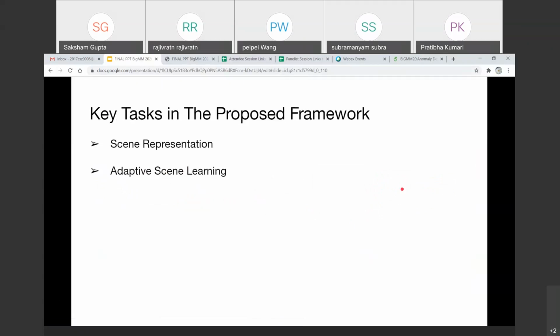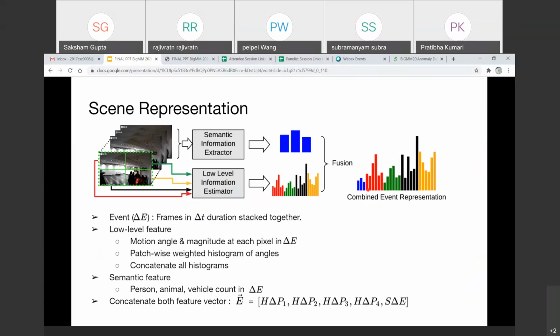There are two key tasks in the proposed framework. First is scene representation, and other is adaptive scene learning. Let's look at the scene representation. We have delta E event, which is the frames in delta T duration stacked together. We compute low-level features as angle and magnitude information at each pixel.